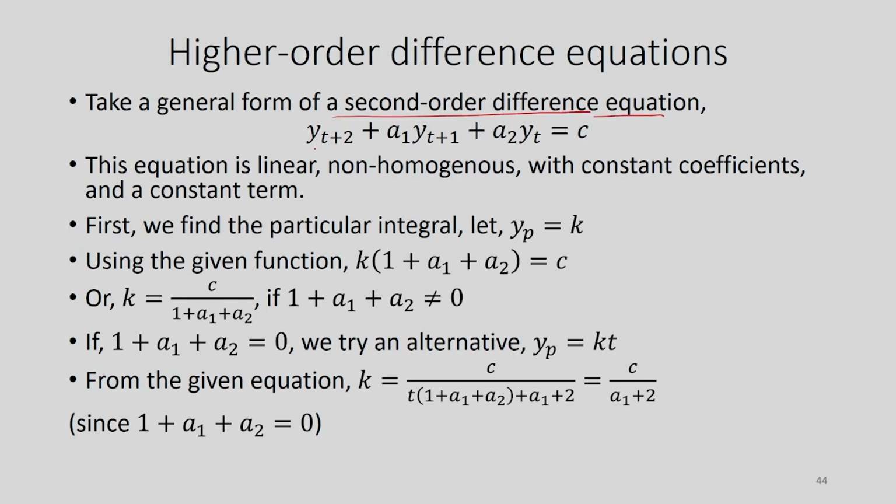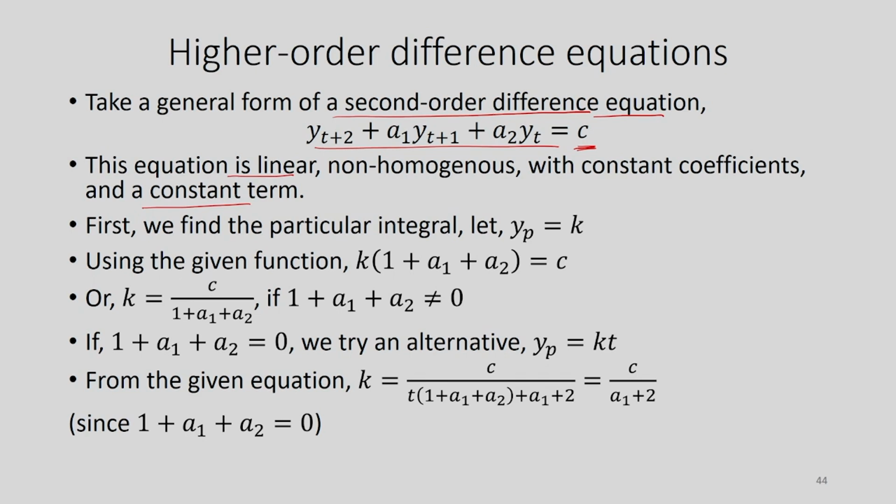So, here is the general form of a second order difference equation with some additional properties. This equation is a linear equation. It is non-homogeneous because you have a non-zero term on the right hand side, and we have constant coefficients. a1, a2 are all constants, and on the right hand side I have a constant term c. So, this is the equation which satisfies all these properties, and we want to find out how to solve it.